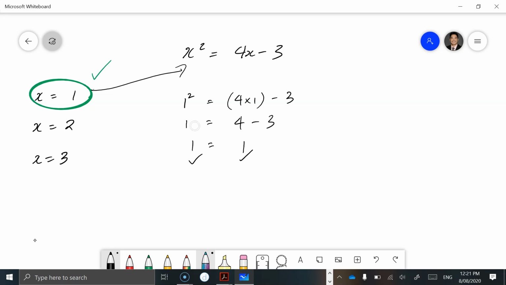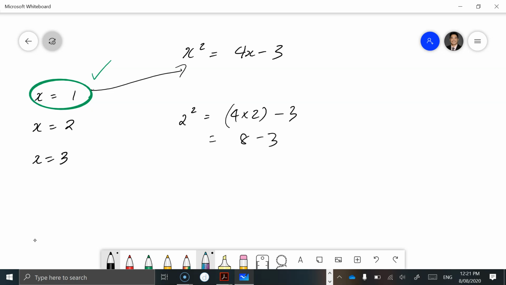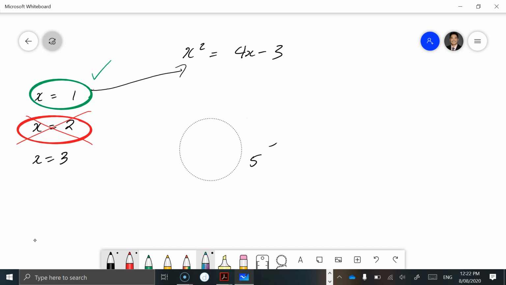Okay. Now, if we were to substitute 2, so we've got 2 squared is equal to 4 times 2 minus 3. 4 times 2 is 8, minus 3 is 5. And 2 squared is just 4. Okay, well, 4 does not equal 5. Therefore, that is not a solution, because when you substitute it into it, both sides do not equal the same value.